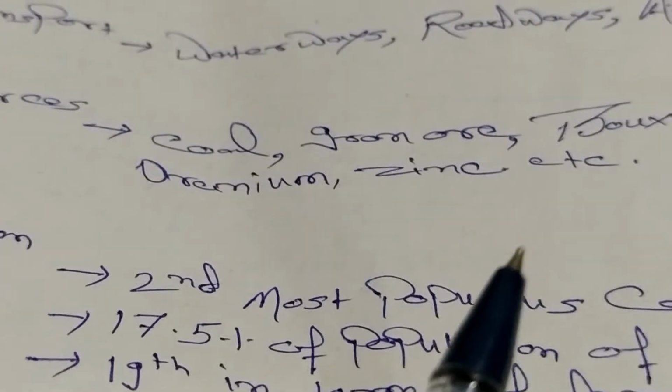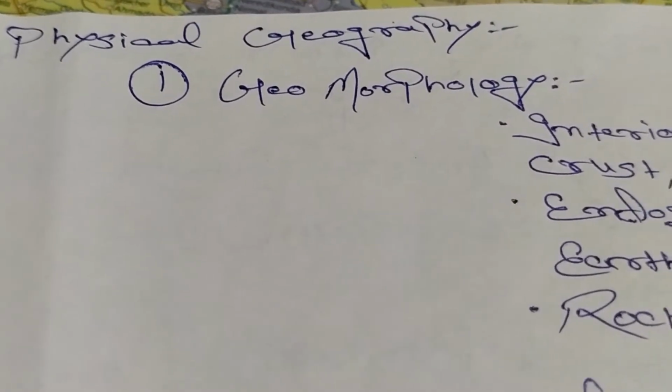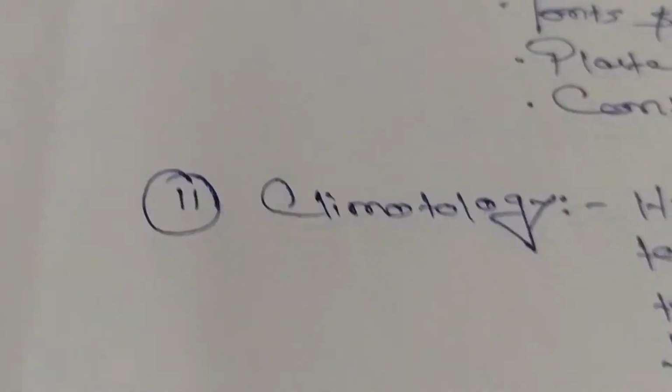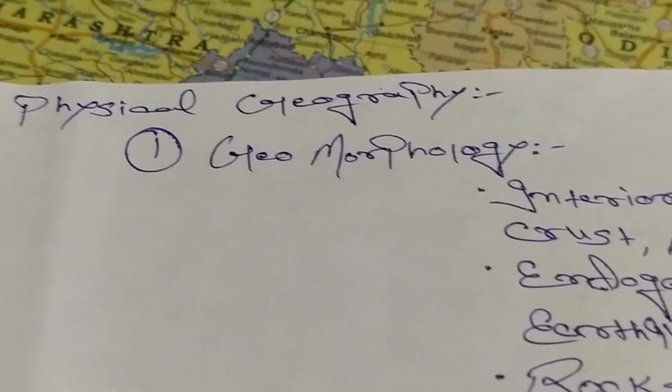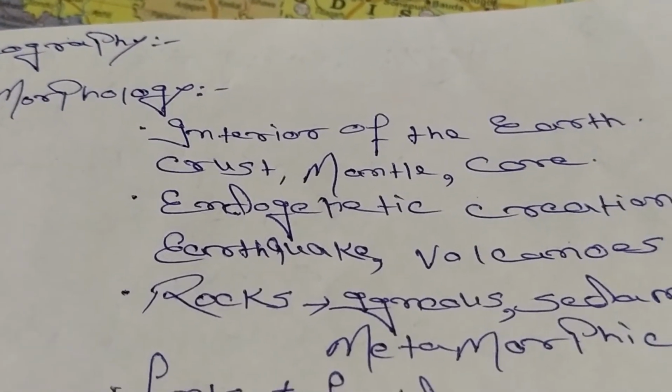Okay friends, then we come to the second section of geography, that is physical geography. Physical geography is divided into three parts: geomorphology, climatology, and oceanography. Let's first start with geomorphology. Geomorphology is the study of the interior of the earth.